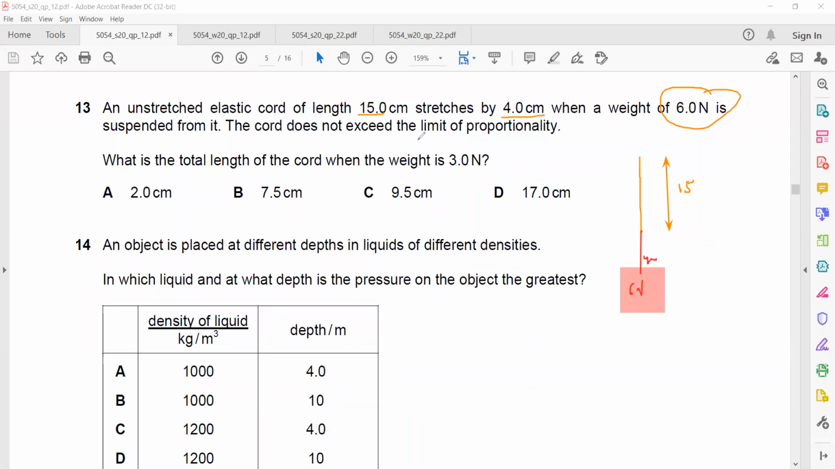The cord does not exceed the limit of proportionality. What is the total length of the cord when the weight is 3 Newton? We know force and extension are directly proportional. If a 6 Newton force causes a 4 centimeter extension, then 3 Newton will cause X. When you solve, the extension will be 2 centimeters. The unstretched length is 15 and the extension is 2, so the total length will be 17 centimeters, because original length plus extension gives the total length.